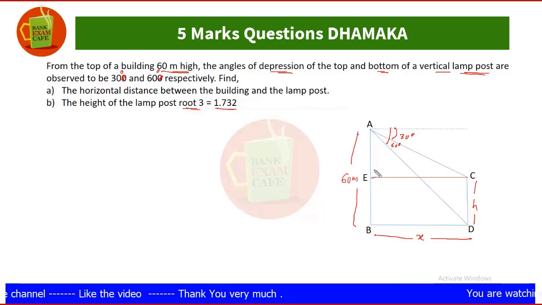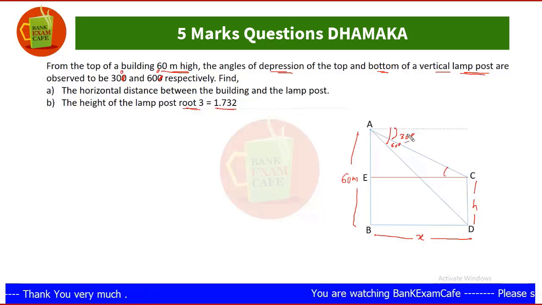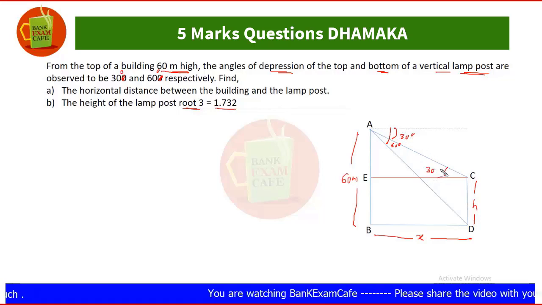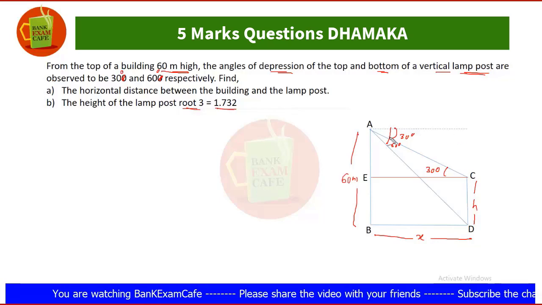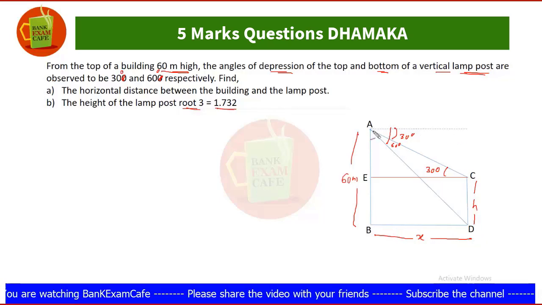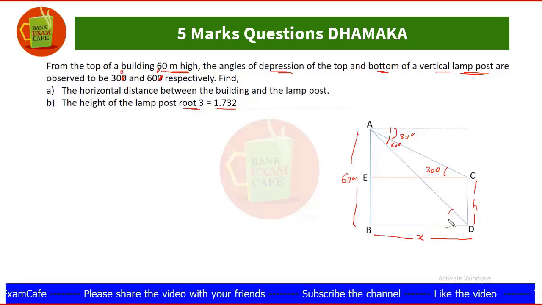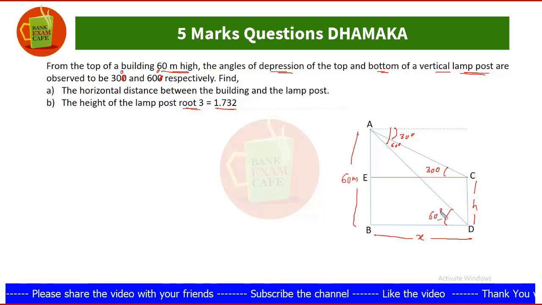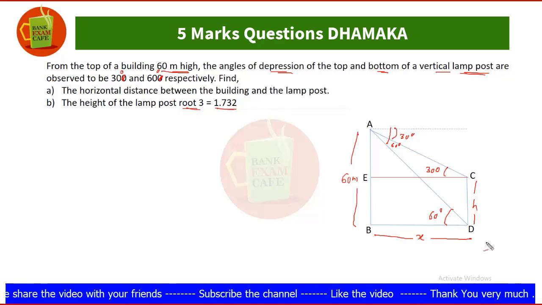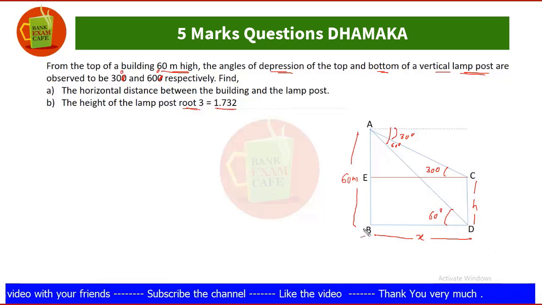Now these two lines are parallel lines, and this AC will be the transversal. Then these two angles will be alternate interior angles, and therefore this angle will also be 30 degree. Similarly here, this side BD and this one are the parallel lines, and AD is a transversal, so these angles will be equal, so this angle is also 60 degree. And now we will take first triangle ABD.